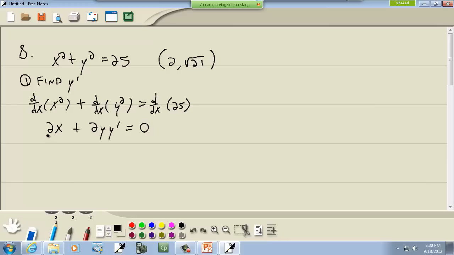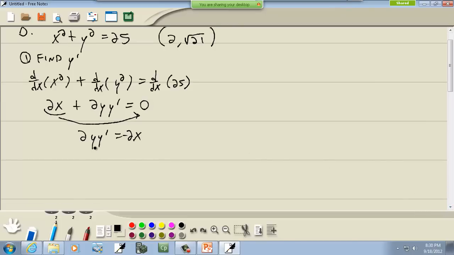Now I'm going to solve for y prime, so I'm going to take 2x to the right side. So we got 2y, y prime is equal to negative 2x. Well, divide both sides by 2y. And we've got negative 2x over 2y. These 2's cancel, these y's cancel. These 2's will cancel, and we've got negative x over y.